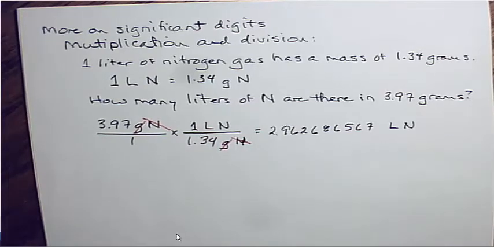And with multiplication and division, what you're going to do is look at your measured or calculated numbers in the problem. Look at all the measured or calculated numbers in the problem. And the measured or calculated number with the least digits is going to tell you how many digits to keep in your answer. It's the one that's going to tell you how many digits to keep in your final answer.